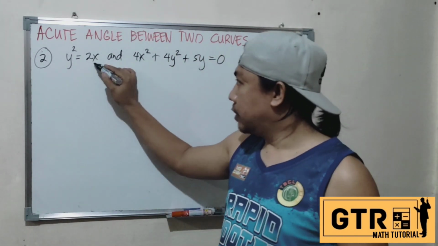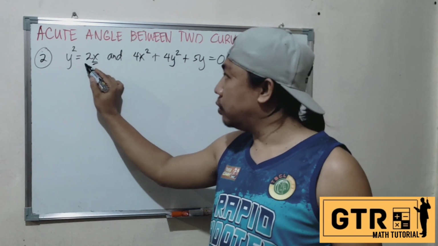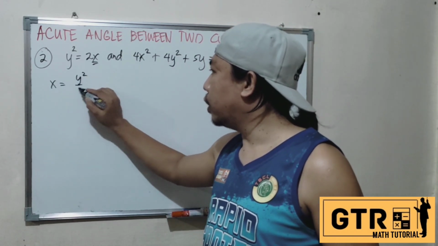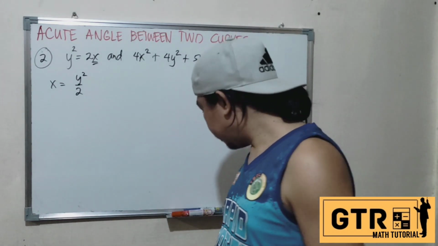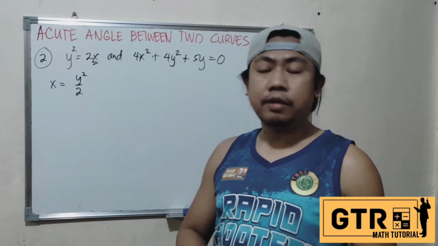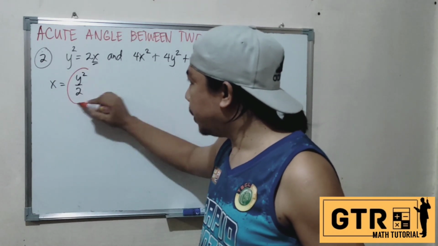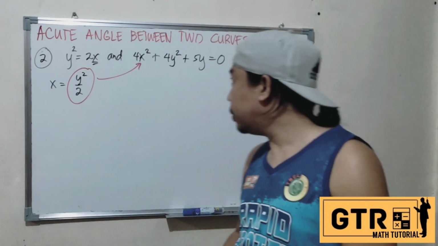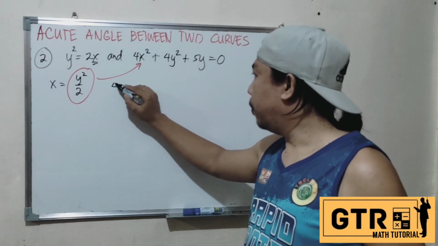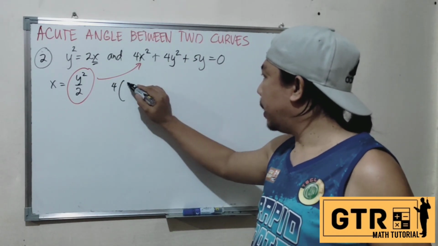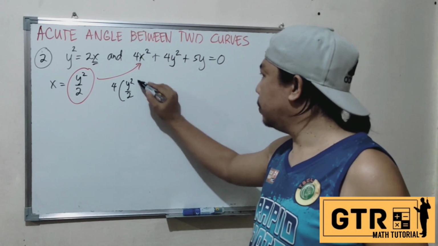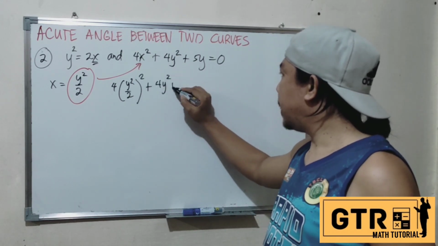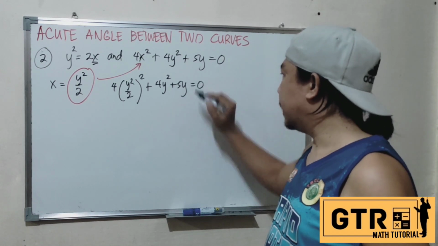So solve for x, so just divide both sides of the equation by 2. So therefore, we have x is equal to y squared over 2. And then, substitute the value of x, y squared over 2, in this equation. Okay, so substitute. So therefore, we have 4 times x will become y squared over 2, then we have squared plus 4y squared plus 5y equals 0.